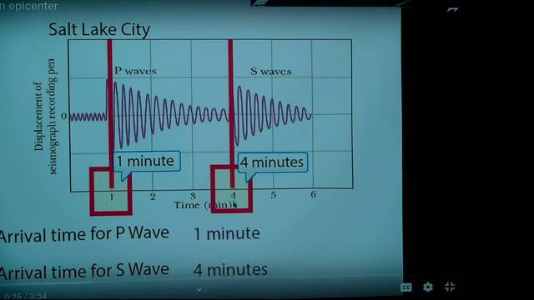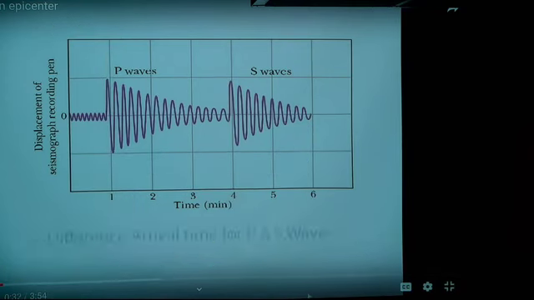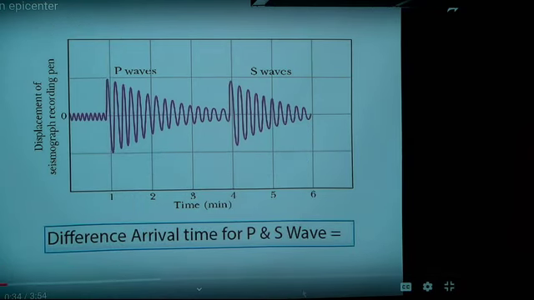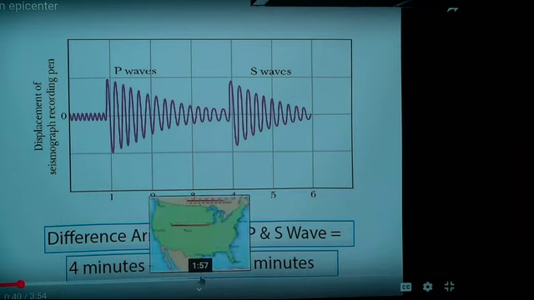Arrival time for the P wave was 1 minute. Arrival time of the S wave, 4 minutes. So then the difference in arrival time for the P and the S wave, what's the difference? 3. Very good. You guys are on fire. It is equal to 4 minutes minus 1 minute.